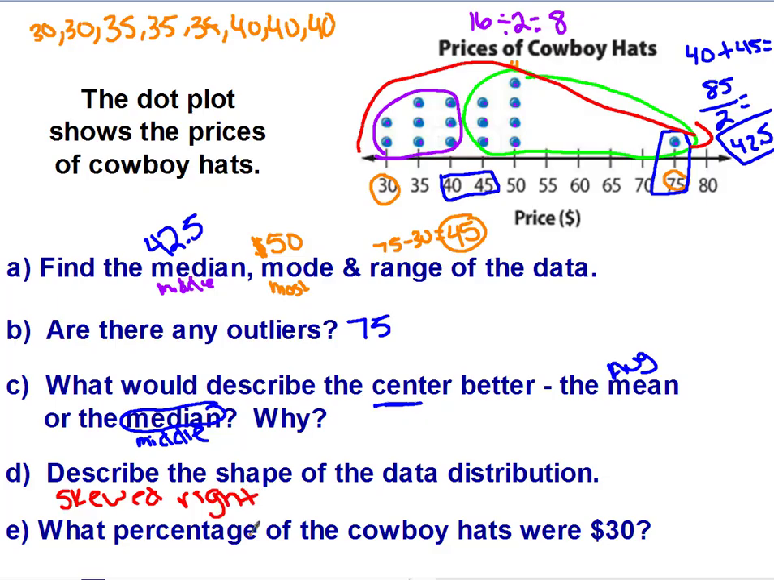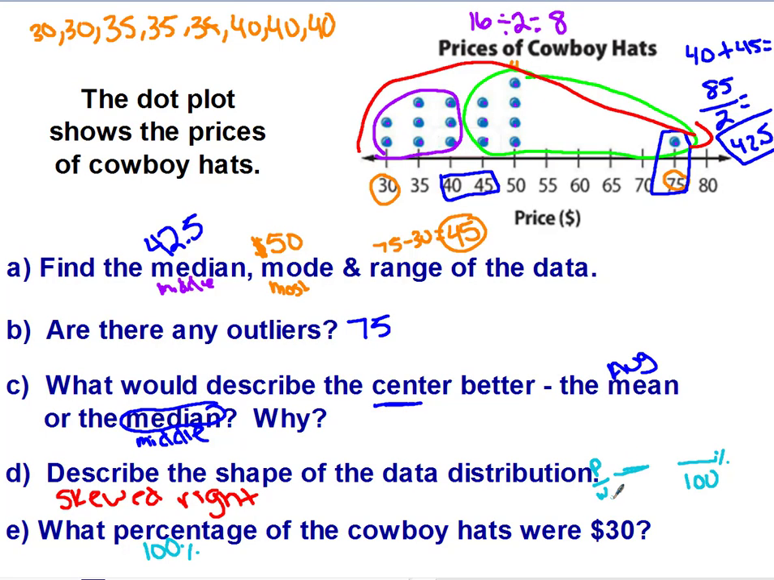And what percentage of the cowboy hats were $30? Okay, now we're talking about percents. So percents. Remember that word percents? We did this at the beginning of the year. Percent is out of what? Well, yeah, it's out of 100. Okay, so I'm gonna take my $30 and I'm gonna create a proportion. My percent is gonna be on this side, and I'm looking for this, for what percent.